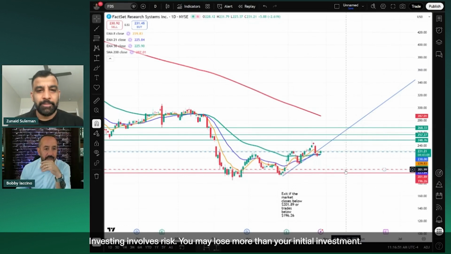But I've already got a stop on this one. But here's something I don't like. I got a close below here and I got a continued move below here on the short side.